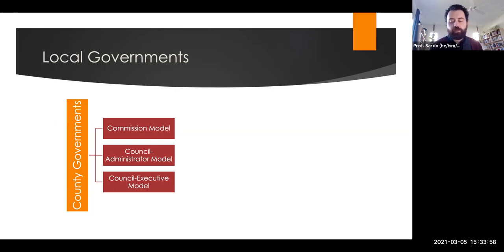And the tasks they can perform vary from state to state, but most counties have a courthouse that houses county officials such as the sheriff, the county clerk, the assessor, the treasurer, the coroner, and the engineer.